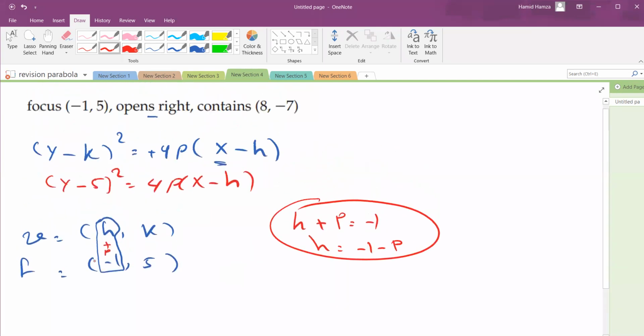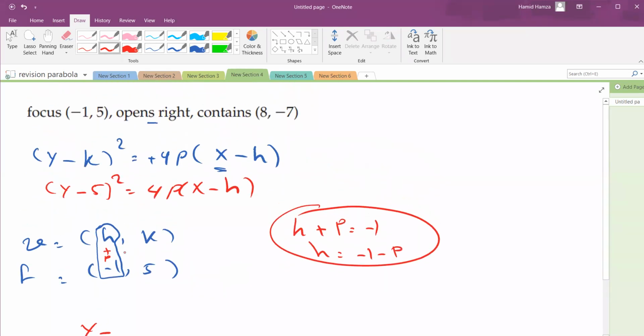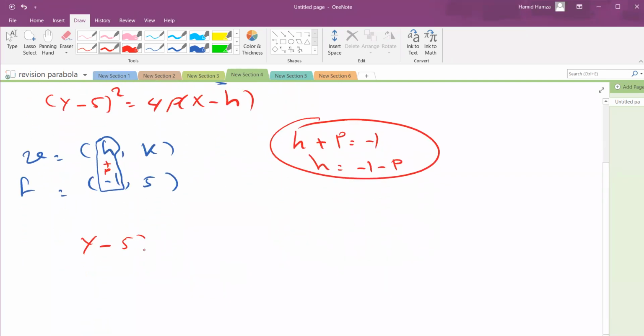So how will the equation look? (y - 5)² = 4p(x - h). And the point we have is (8, -7). Let's substitute, because this point lies on the parabola.